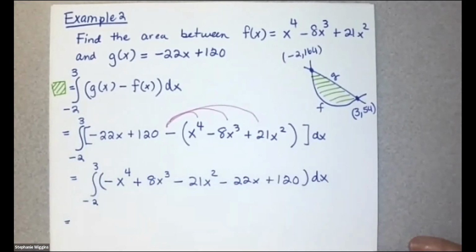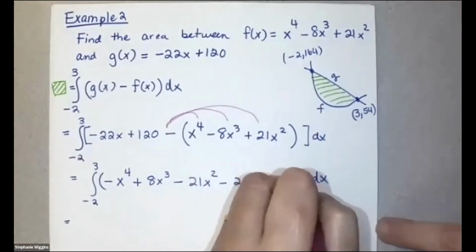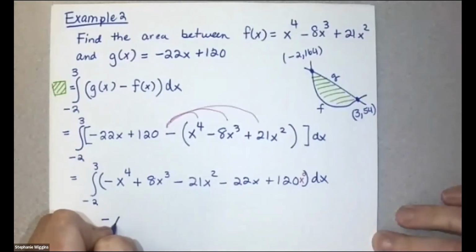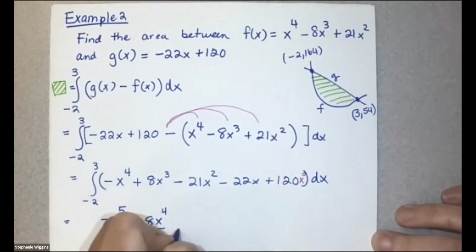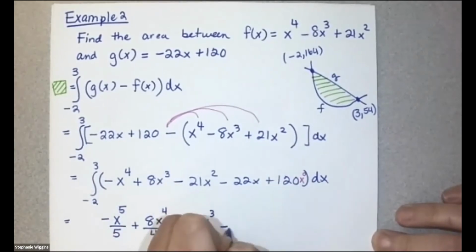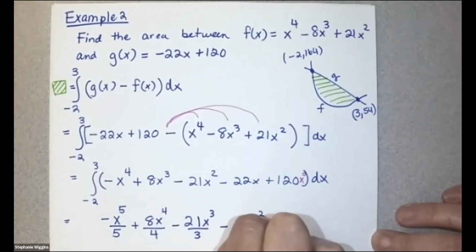Now, I'm going to do the integration. So I'm going to be adding a 1 to each exponent. Here, you can think of this as x to the 0, right? Just imagine this is x to the 0. So when you add 1, you're really adding 1 to 0, right? So here we have negative x to the 5th power divided by 5 plus 8x to the 4th power divided by 4 minus 21x cubed divided by 3 minus 22x squared divided by 2 plus the 120x.